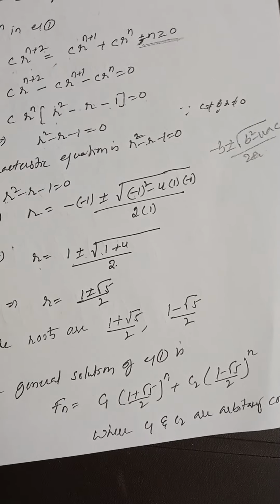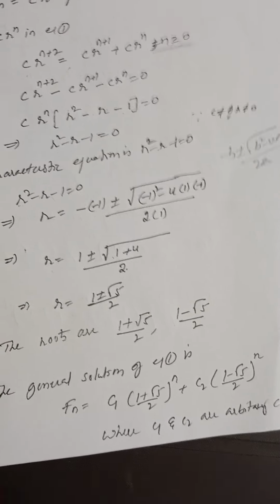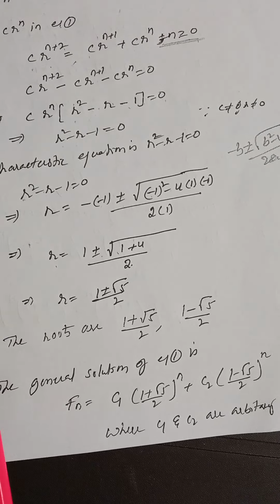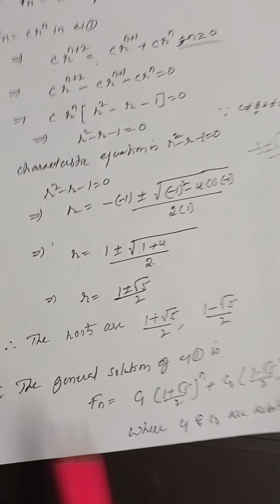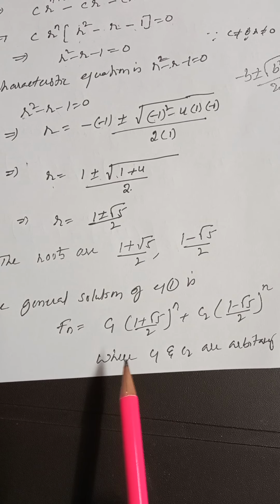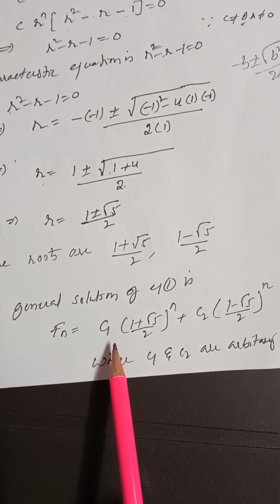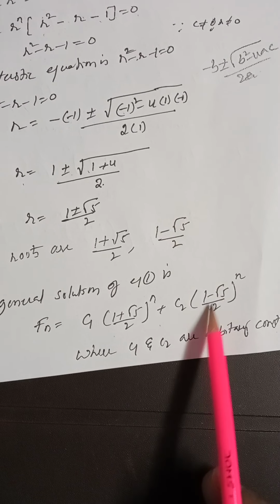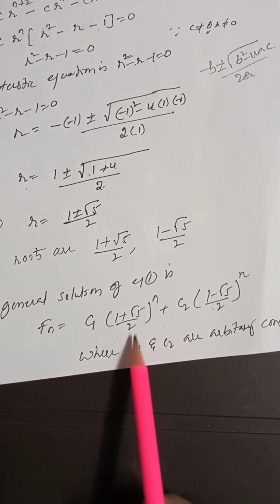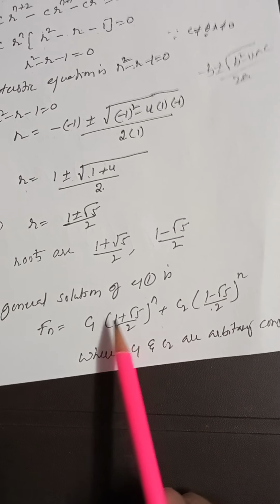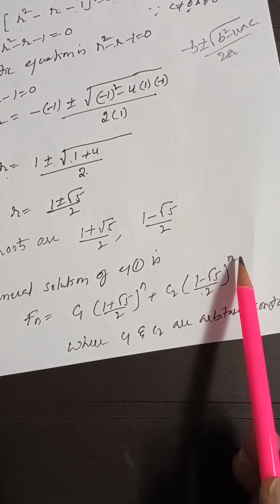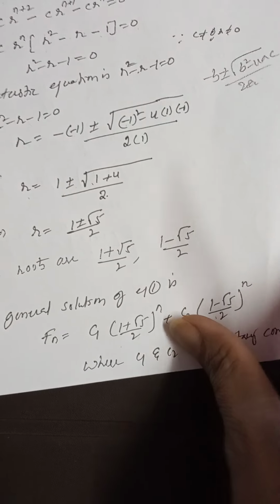These are the two roots, and these are real numbers and both are not equal. That means the roots are real and distinct. In this case the general solution will be Fn is equal to c1, some arbitrary constant, into the first root power n, plus c2 into the second root power n. That is c1 into 1 plus root 5 by 2 whole power n, plus c2 into 1 minus root 5 by 2 whole power n, where c1 and c2 are arbitrary constants.